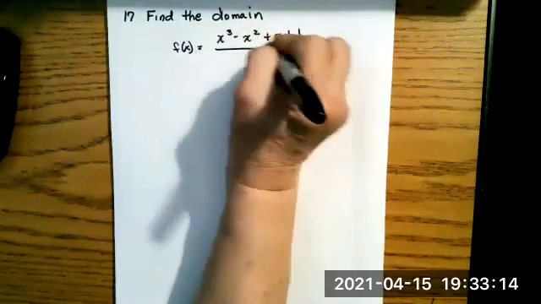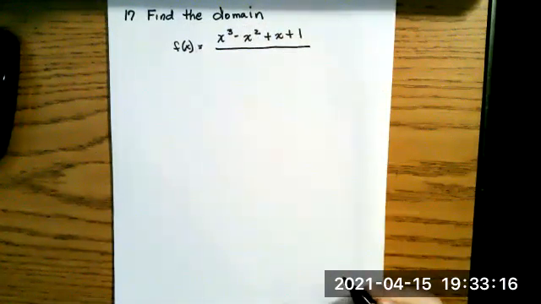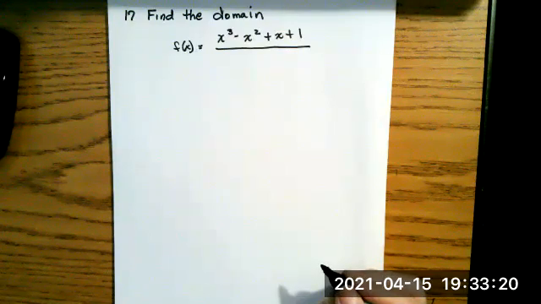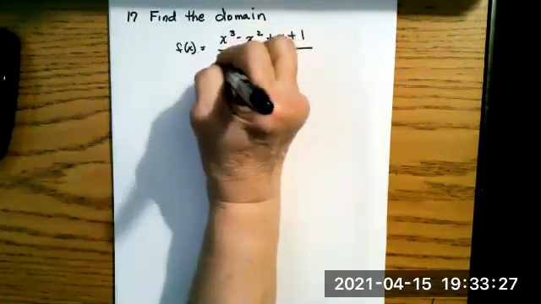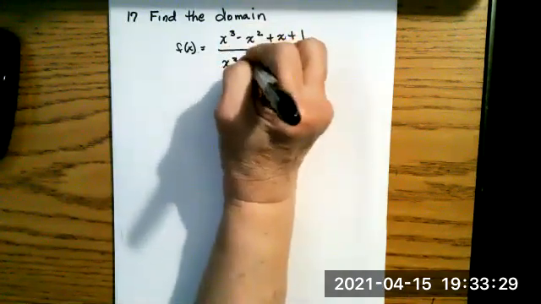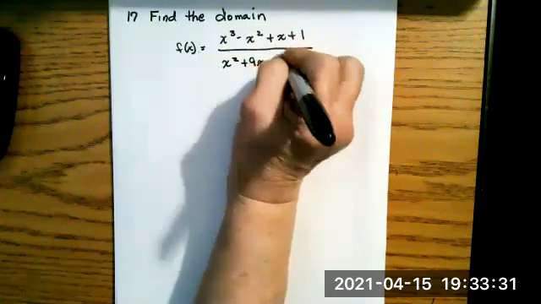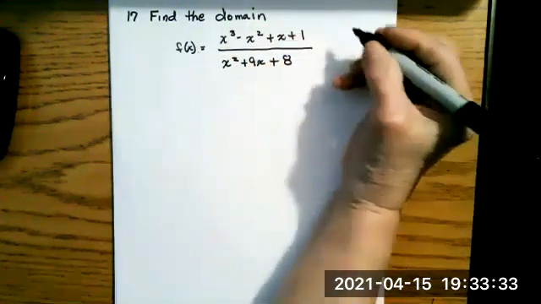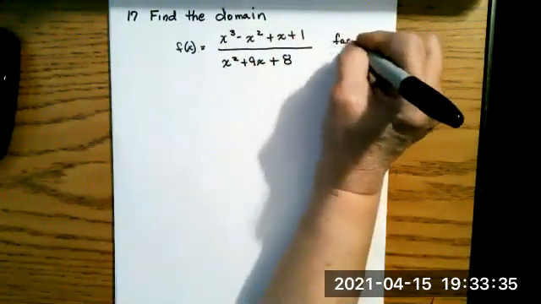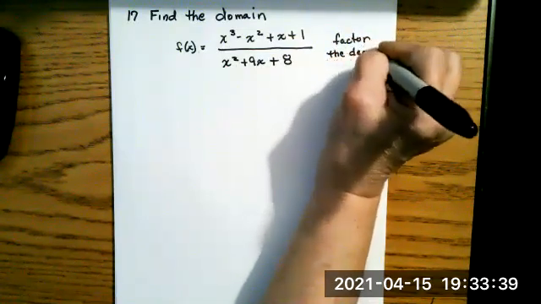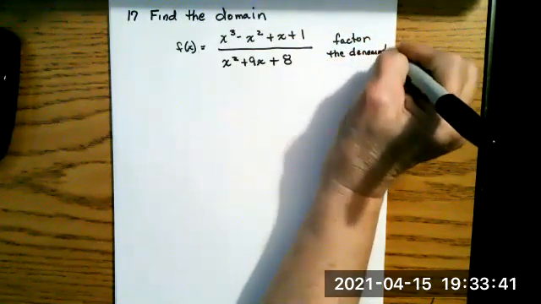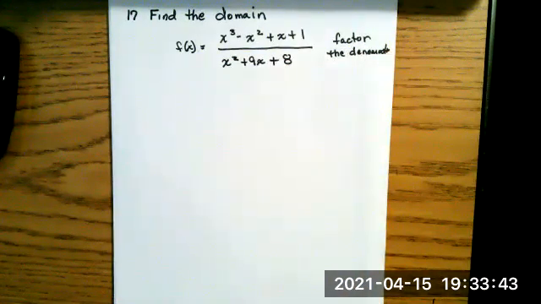The numerator on this problem is x cubed minus x squared plus x plus 1. The denominator is x squared plus 9x plus 8. So all you have to do is factor the denominator, because you're wanting the domain.